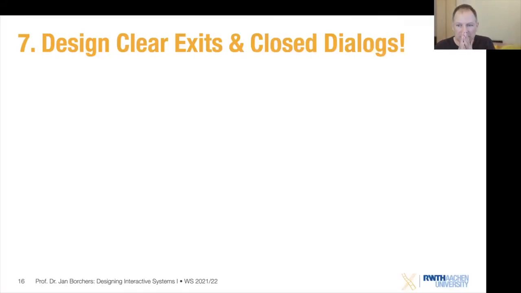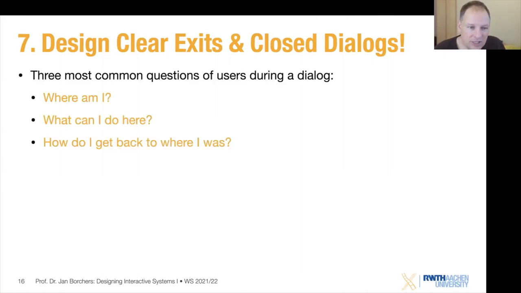Now, the next rule, number 7, is about dialogues and exits and safe spaces, in a way. When a user is in any kind of dialogue state with the system, they often have three questions, and these are the most common ones. The first one is, where am I? You're ordering something online and you're wondering, have I put this into my shopping cart, or am I still selecting things, or have I already bought this, or what's going on, right?